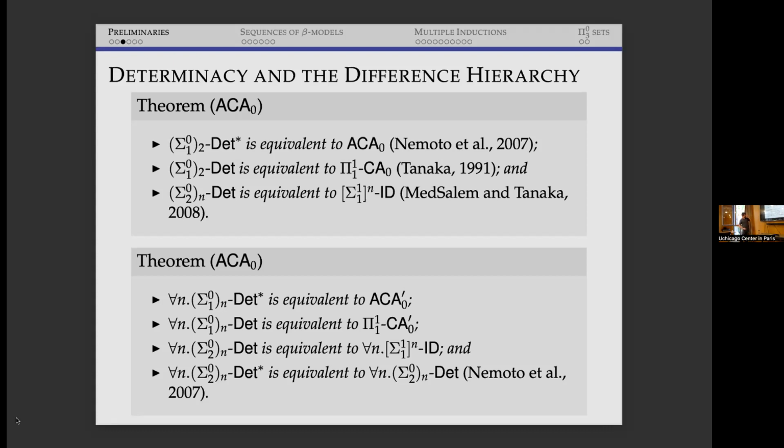And at last, mostly using a result of Nemoto et al., we get that the determinacy for differences of Sigma^0_2 sets in the Cantor space and in the Baire space are going to have the same strength. If you look at the finite levels, there's going to be a one-step difference, but if you put the for-all quantifier, it's going to be the same in the end.